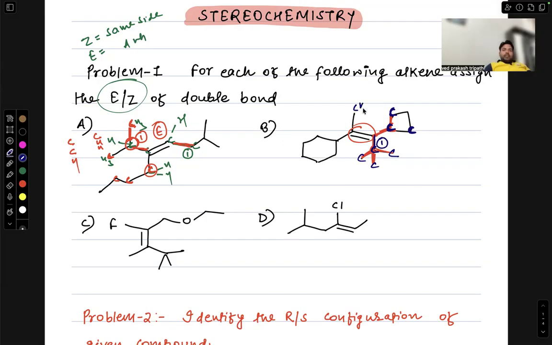And here this is CH3, the carbon is the same. And again this carbon is bonded with two carbons and this is bonded with hydrogen. So this bond has more priority one. So you can see here both high priority groups are on the same side. So it would be Z.